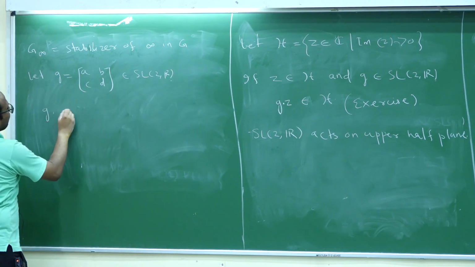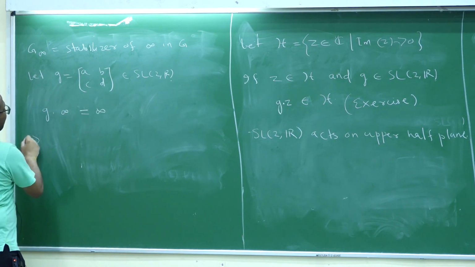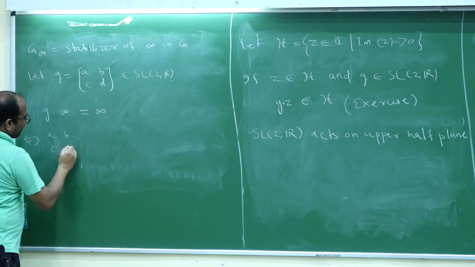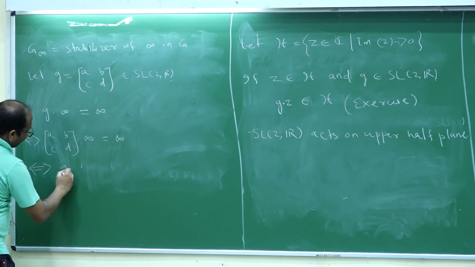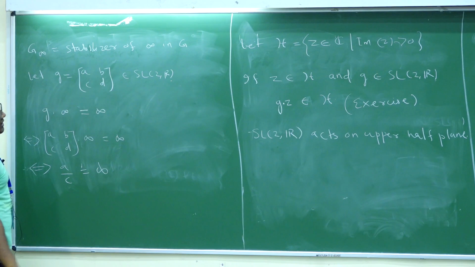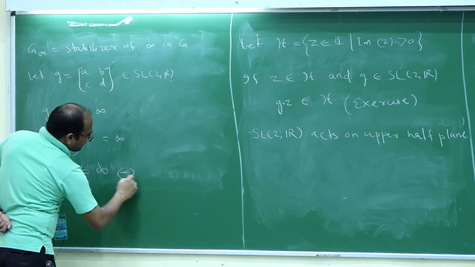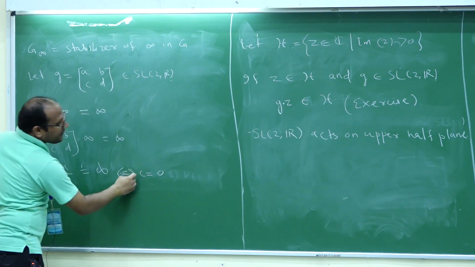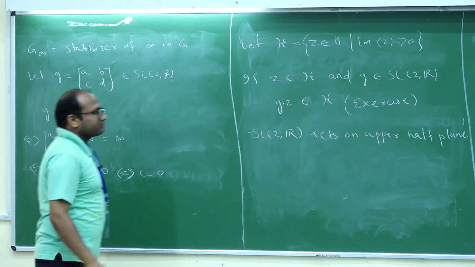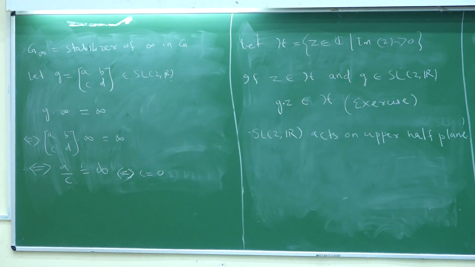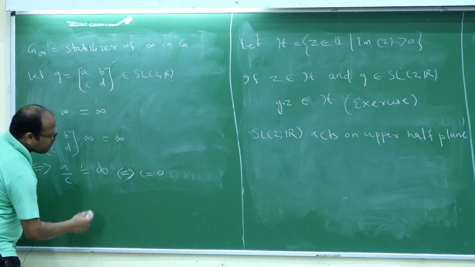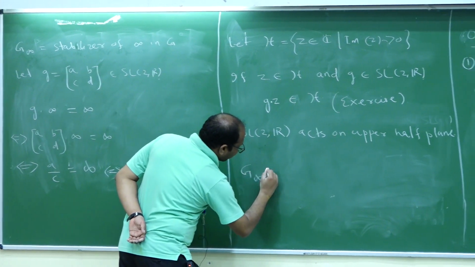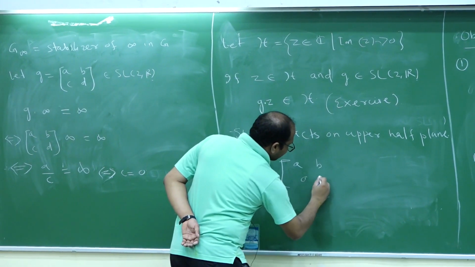So now G·infinity is infinity. That means by definition G·infinity equal to (AZ + B)/(CZ + D), which is A by C, is equal to infinity, and so that C is equal to 0. So what we will get is that G infinity will be (A, B; 0, A inverse).